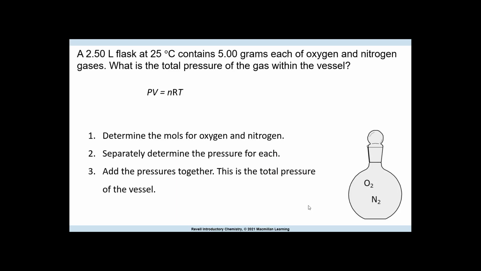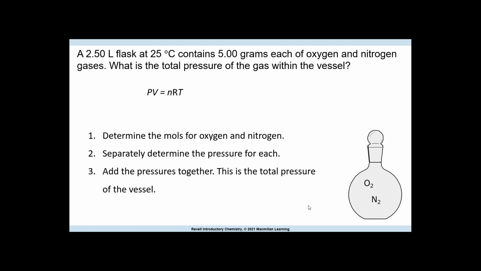Okay, a 2.50 liter flask at 25 degrees Celsius contains 5 grams each. So it's got 5 grams of oxygen, 5 grams of nitrogen. What is the total pressure of the gas within the vessel? So I even wrote this out to help you guys understand how to do this. This matches the problems that I showed you previously. We've got to determine the moles for oxygen and nitrogen. We separately determine the pressure for each, and then we add the pressures together.